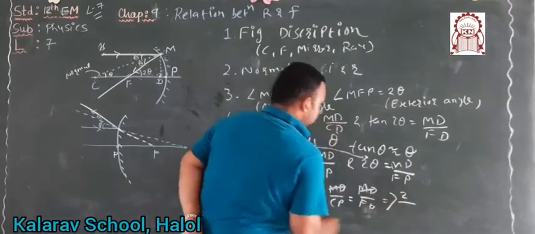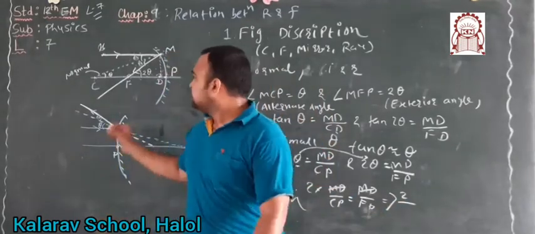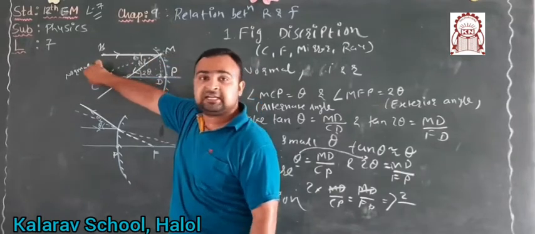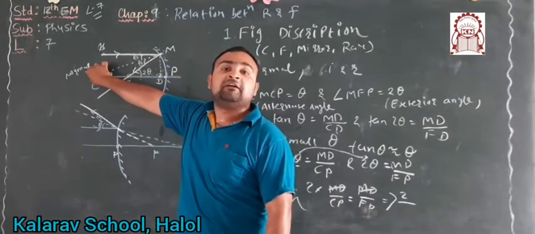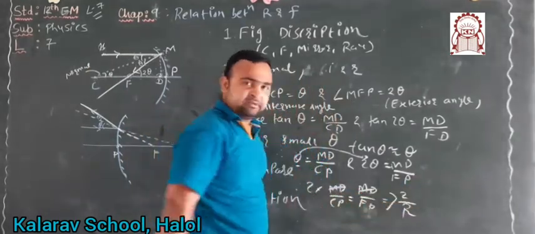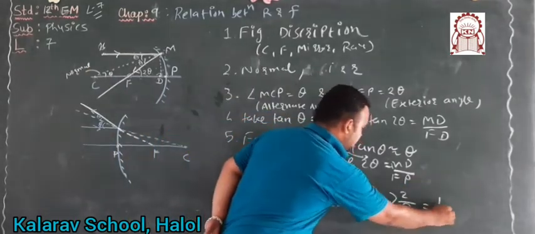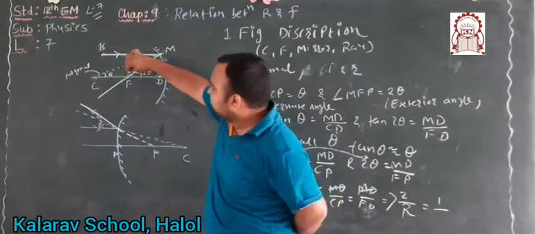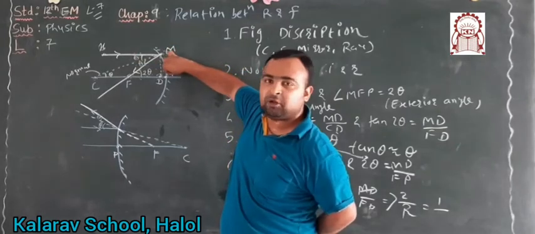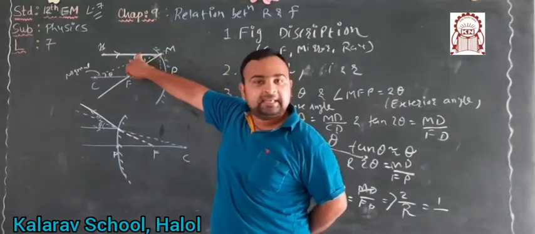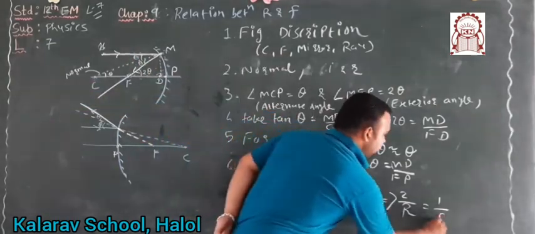Okay, so what you are getting right now is 2 divided by CP. CP, that is pole to center of curvature distance, we consider as the radius of curvature, so it will be written as R, equal to 1 upon FP, because MD is cancelled. Now F is the principal focus and P is the pole. This distance is considered as the focal length, so here we write F.